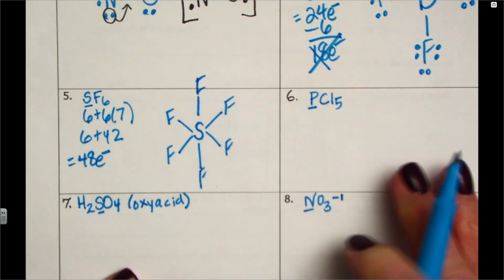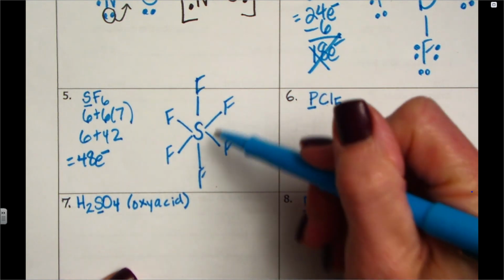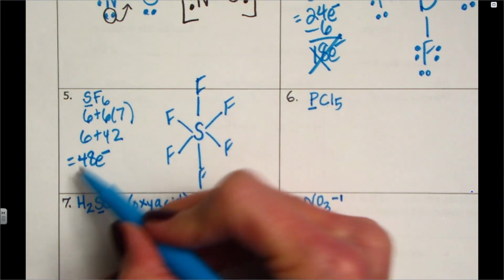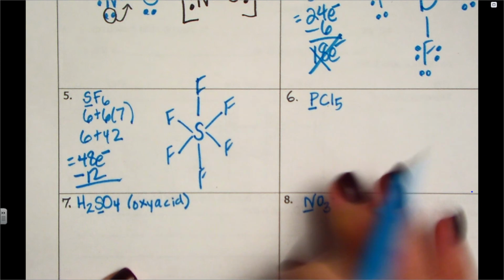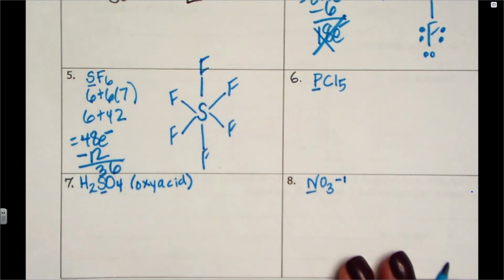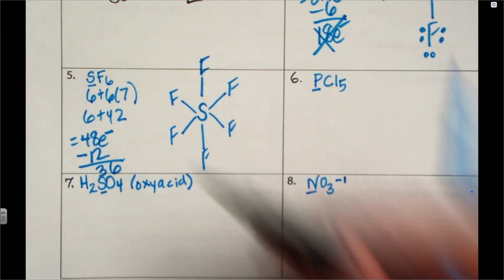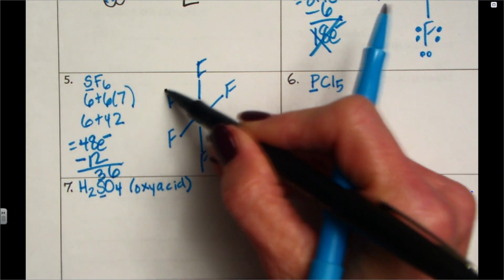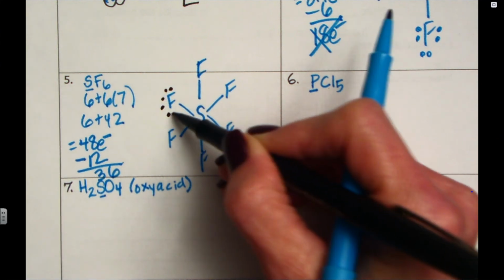So we're going to put fluorine on the top, fluorine on the bottom, and then all 4 fluorines on the equatorial position as well. All right, so now we've used 2, 4, 6, 8, 10, 12 electrons. So let's subtract 48 minus 12. And so that's going to give us 36 electrons that we're going to use. Okay, so now let's put the electrons around the fluorines. So every fluorine needs 6 more apiece.